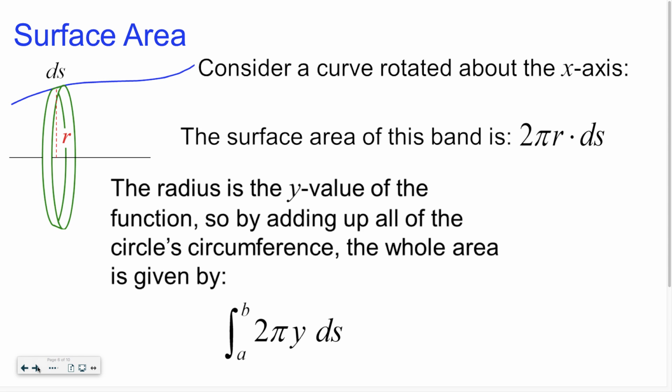We're going to take this piece and rotate it around. So think of this as a circular band, 2 pi r, times ds, which is that thickness of it. That would be the area. Are we all good with that?